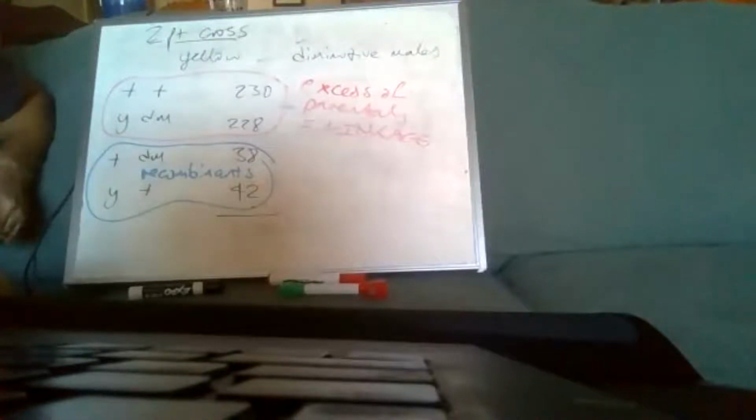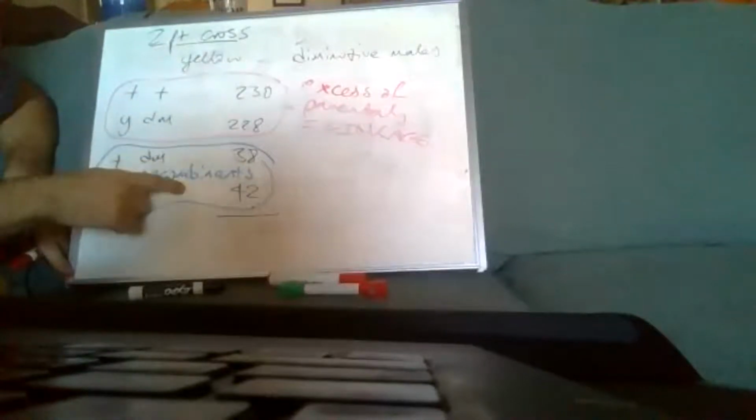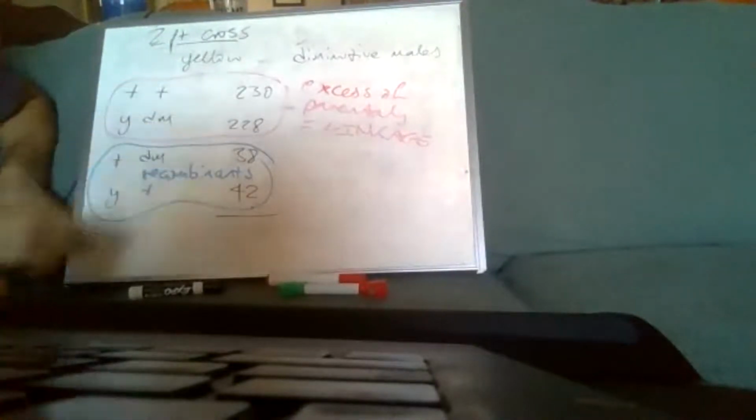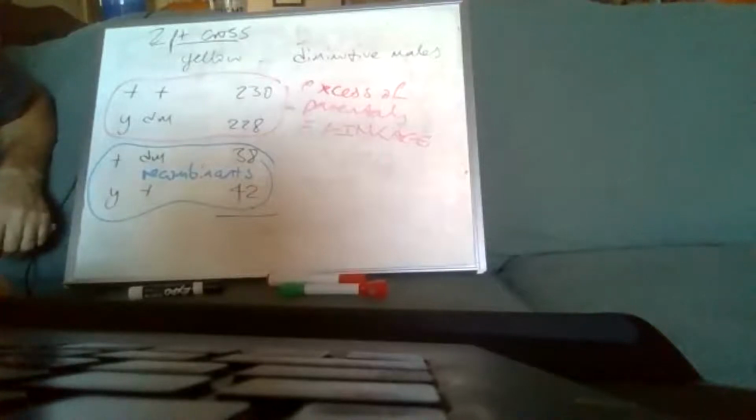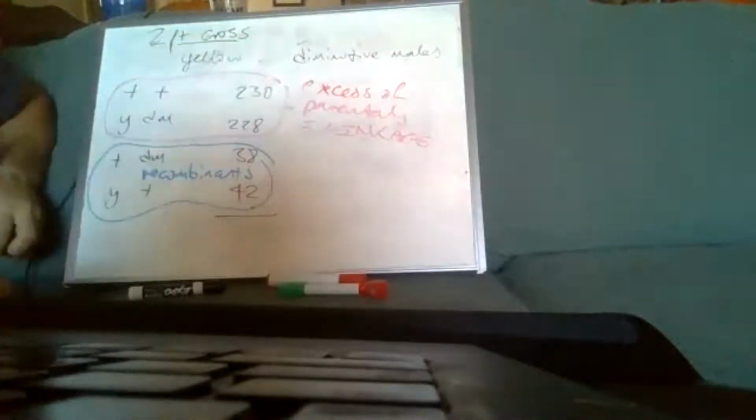Okay, so we've established that linkage is occurring because we have more of these than we have of these. If there is no linkage, we should have an equal number of the different phenotype combinations. Okay, so we've got that straight. How do we work out the distance between these two genes?